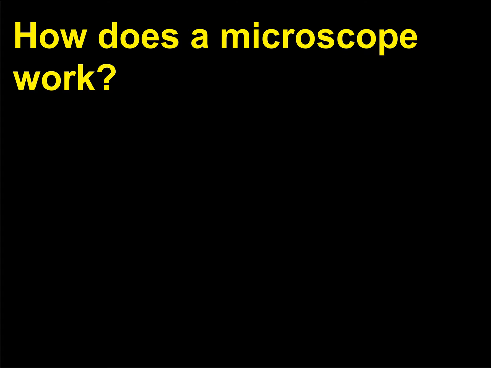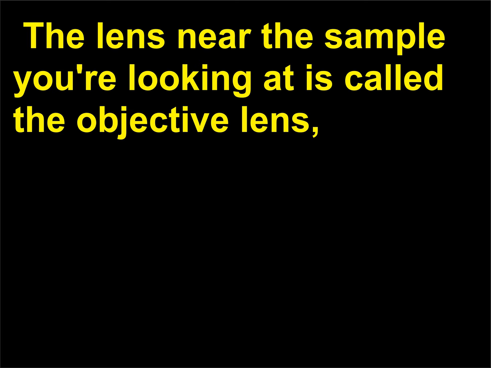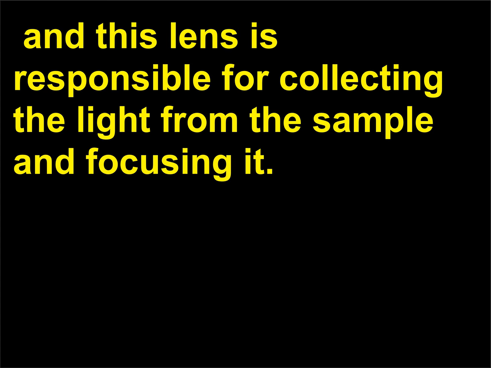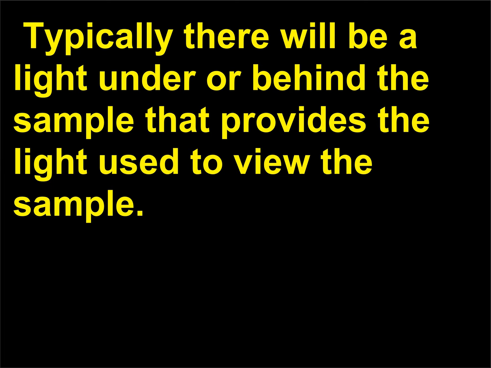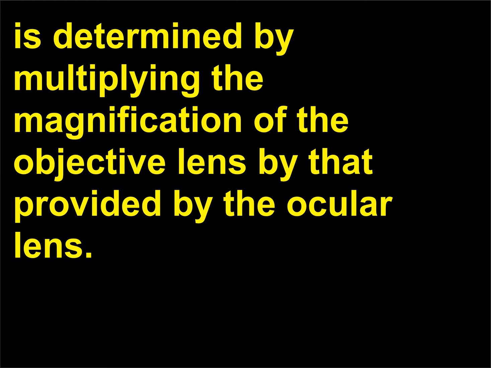How does a microscope work? A microscope is all about lenses. The lens near the sample you're looking at is called the objective lens, and this lens is responsible for collecting the light from the sample and focusing it. Typically, there will be a light under or behind the sample that provides the light used to view the sample. At the other end is another lens called the ocular lens, and the total magnification of the microscope is determined by multiplying the magnification of the objective lens by that provided by the ocular lens.